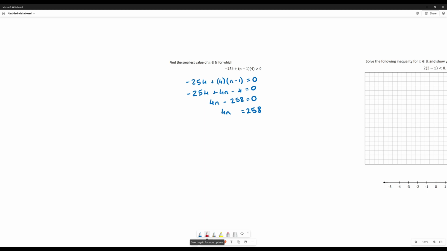Sorry to highlight what I did here, I added 258 to both sides. I know a lot of you also just move it across and make it a plus. Different people do different things there.